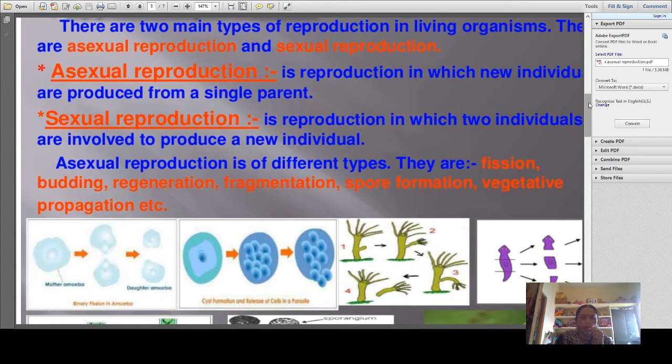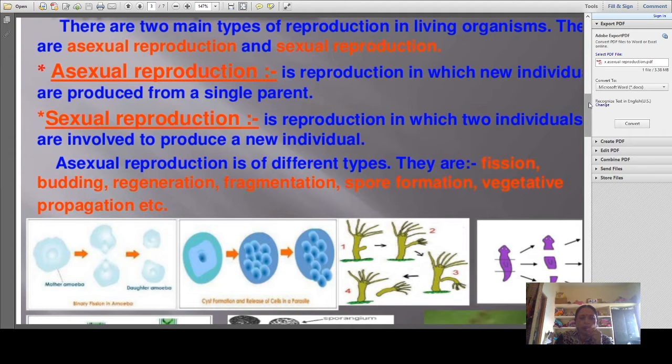Actually, there are two types of reproduction in living organisms. One is asexual reproduction and the second one is sexual reproduction. Asexual reproduction is the reproduction in which new individuals are produced from a single parent. That means only one parent is needed in asexual reproduction. Variations are least seen, and gametes are not formed.